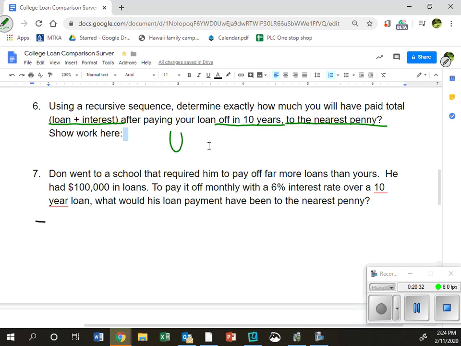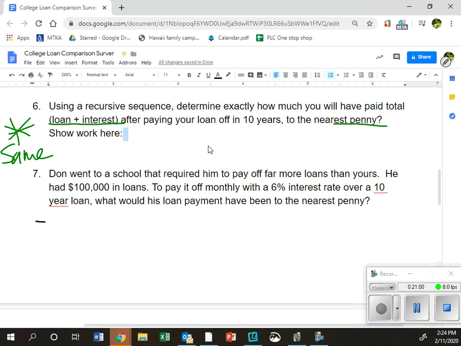10-year loan, that's U sub 120. And let's say it's $1.50 or something. You made 120 payments of about $300, and then you got to subtract off how much they owe you? That's exactly what we just did. Okay, so put a star by this one. It's the same as what we just did in class. Same. All right, on to number 7.